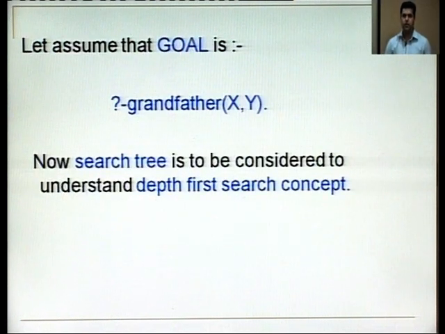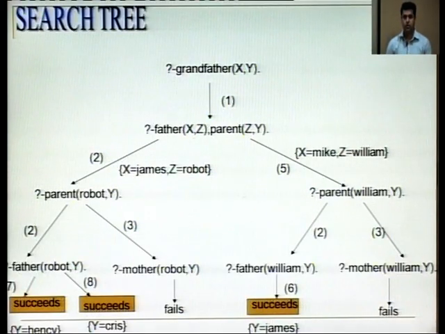Let us assume that our goal is grandfather(X, Y), means X is a grandfather of Y. First tell me whether it is a ground query or non ground query. If it contains only constants, no, both are variables. So, that is why it is a non ground query. It means a search tree needs to be created.